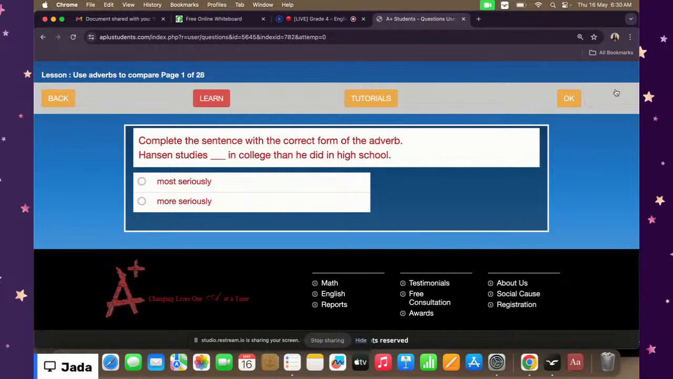Okay. Super IG, what's your answer? Simran said more seriously. Okay. Everybody send your answer. Do not talk about anything else on the chat aside what is going on the screen.